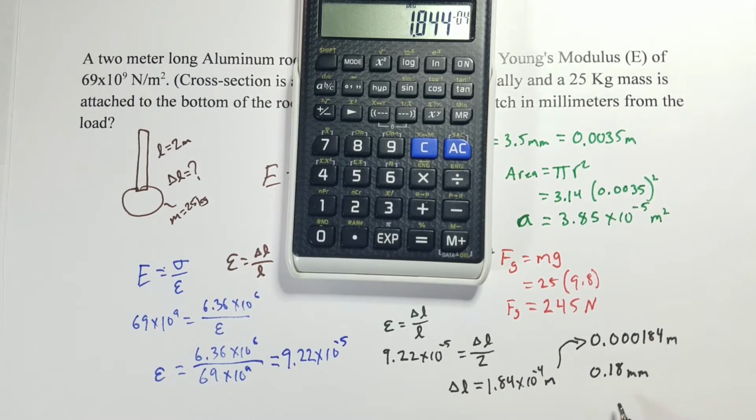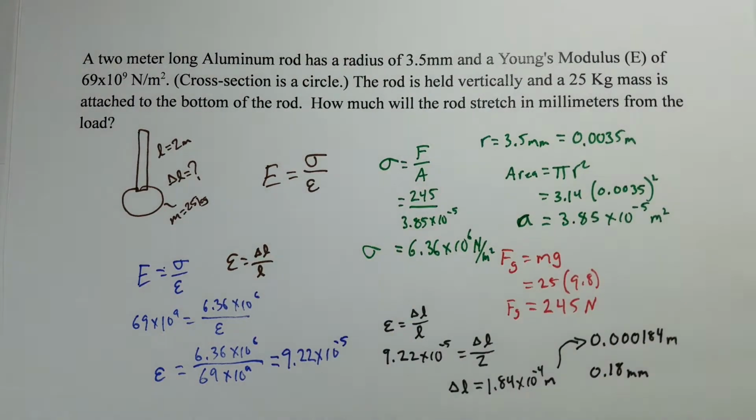So that's how much the length of that rod would change because we added that mass to it and put it underneath some tension. Let's look at another one where we have a slightly different cross-sectional length and compare the two.